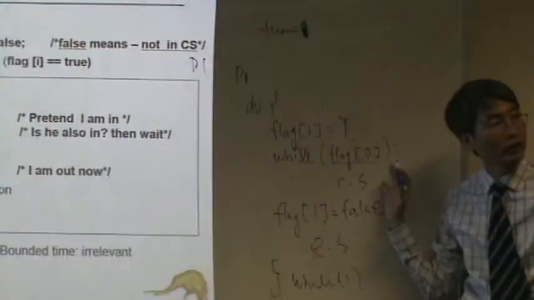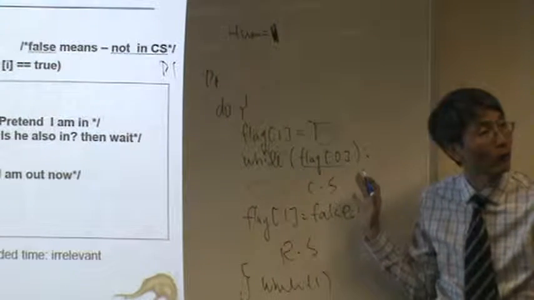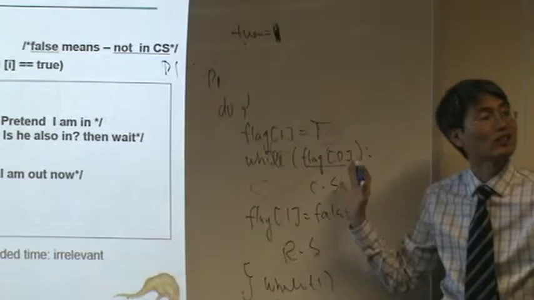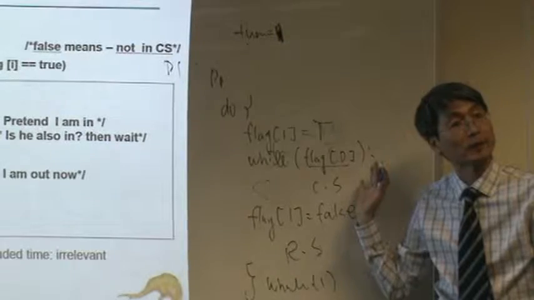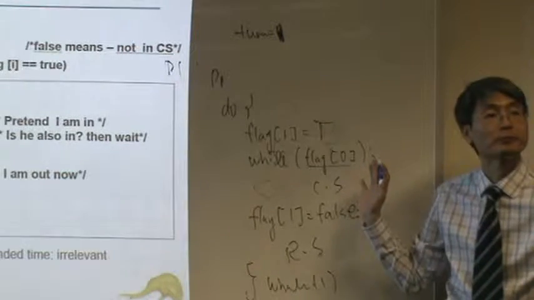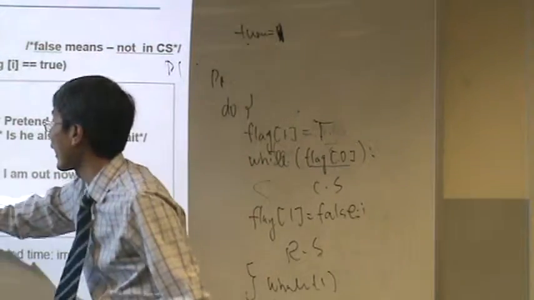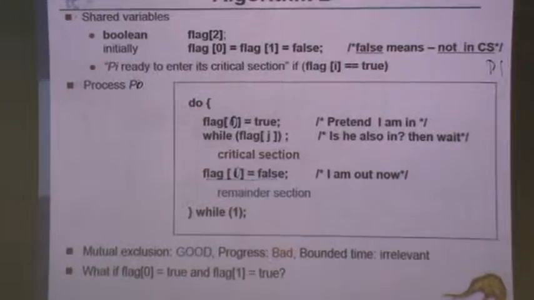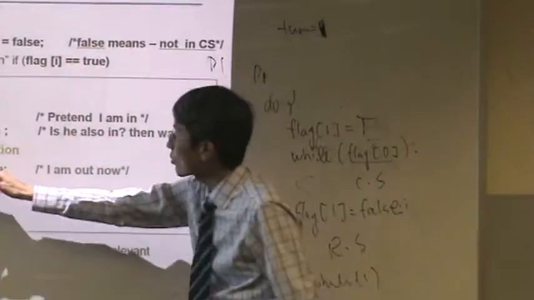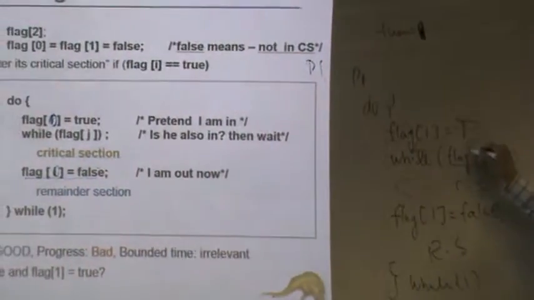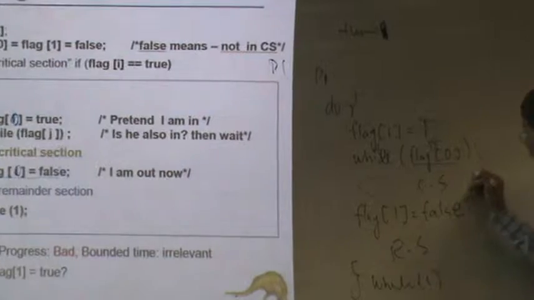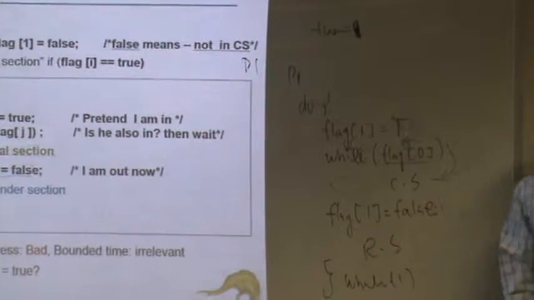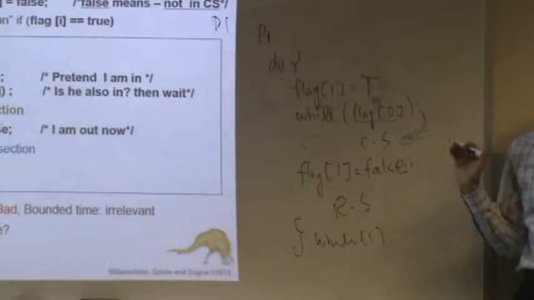So you cannot enter. You cannot leave the while loop. Okay? Wait. This is called busy waiting. Until when? Until the other one, flag 0, is set as false. Once it is false, then you can leave the loop and enter the critical section.